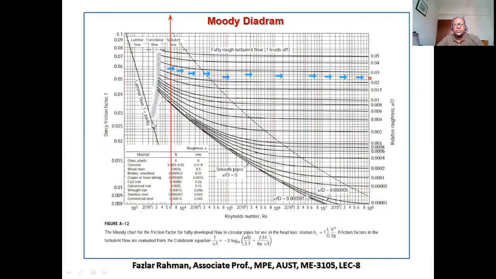So if you use the Moody diagram, you can figure out the friction factor for both laminar and turbulent flow. It will be the same. That means the left side region is the laminar flow, and the right side region is turbulent flow. So by using the Moody chart, you don't have to look.